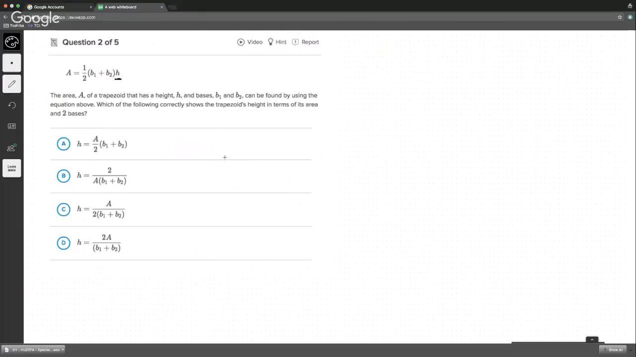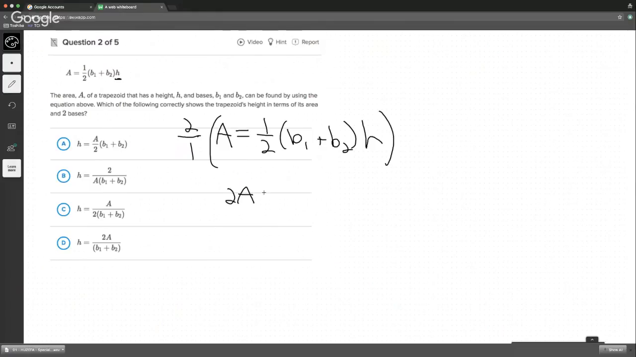And this one actually can be done in one step, but I'm going to break it up into two. We have 1/2 times (b1 plus b2) times h. First thing I'm going to do is get rid of this 1/2. I'm going to do that by multiplying the entire equation by 2, by its reciprocal, because it's 2 over 1. That will knock off this 1/2 over here, and that will give me on the left side 2A equals (b1 plus b2) times h.